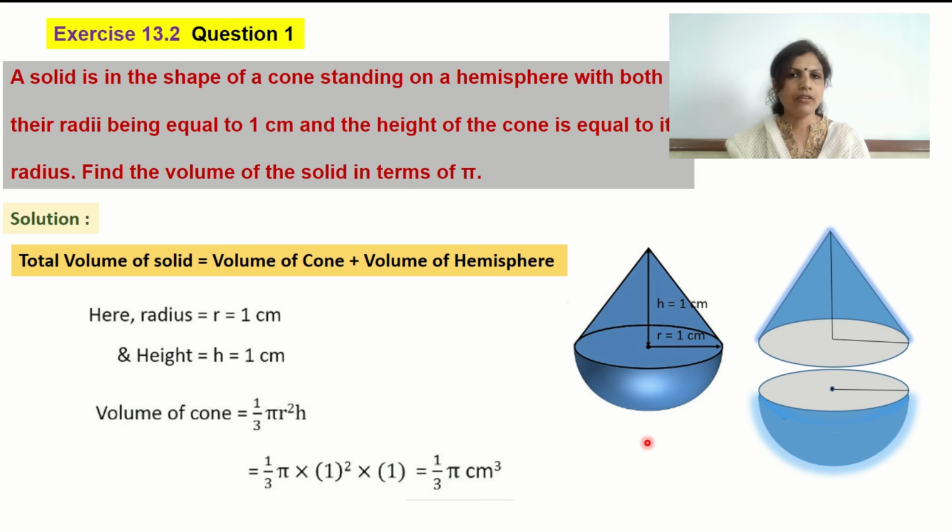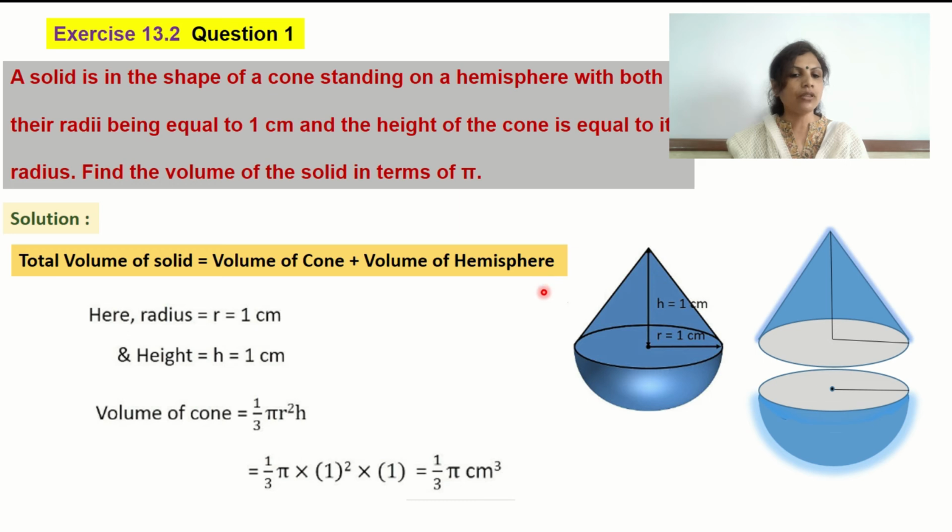So from the figure we could easily make out that the combination of the solid figure is a cone and a hemisphere. So let's first jot down what all is given to us. We are given that the radii being equal to 1 centimeter for both the solid figures and the height is equal to the radius. Now when we have to find the volume of the solid, our formula will be volume of the solid, or the total volume of the solid, is equal to volume of cone plus volume of hemisphere. So let's calculate one by one.